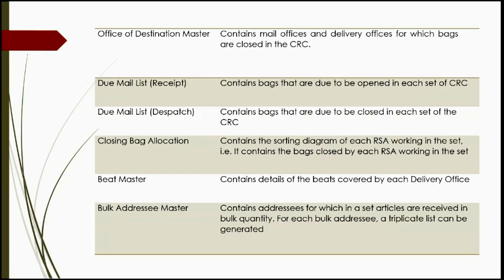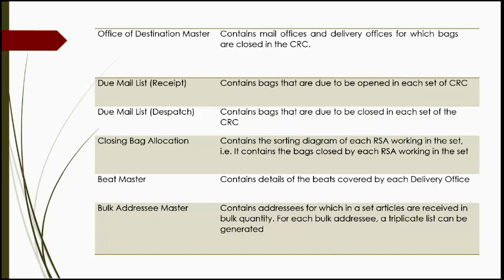Closing bag allocation: who is going to do it, which RSA is going to close to which office. This kind of assignment data is contained in what is called closing bag allocation. Beat master: each delivery office contains particular areas to which it is going to deliver. That is called the beat master. The delivery location data, the pin code spread, is assigned and stored in the beat master.